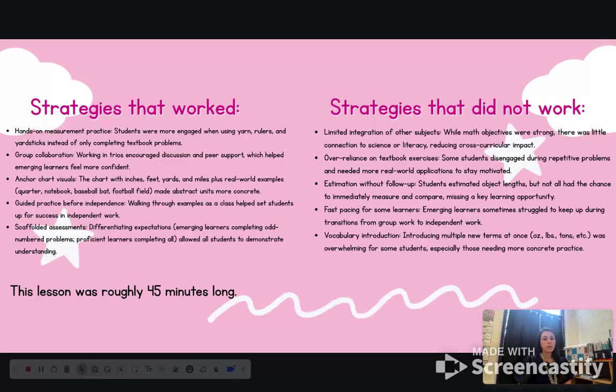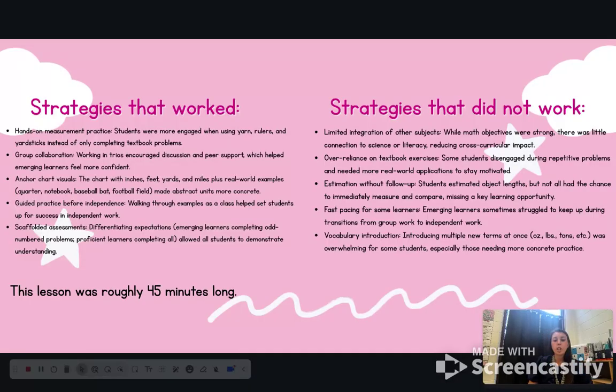So here's some strategies that worked. I'm just going to name a few. The strategies that did work are some hands-on measurement practices. Students are more engaged when they're using tangible items such as yarn, rulers, and yardsticks, instead of just solving textbook problems. Students love to work in groups. They like working with one another, and I've learned that if you can teach something, you have mastered the concept. So I like to see my groups collaborate so I'm able to get a better sense of who has mastered the concept and who is struggling just a little bit.